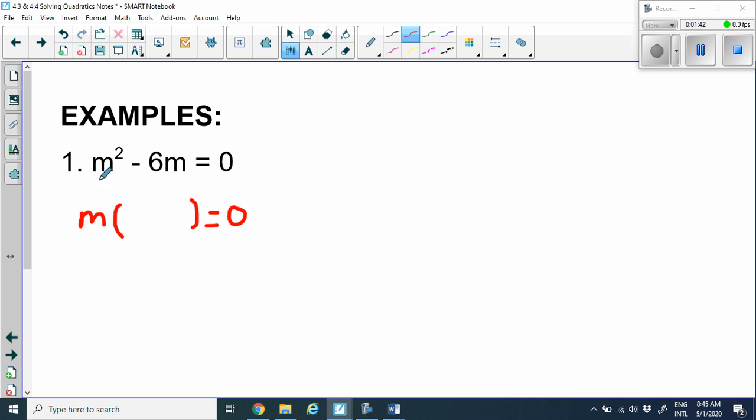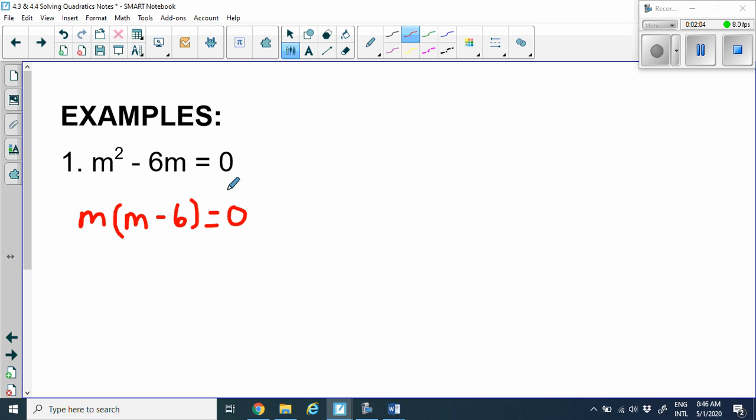So when I take an m out of m squared, I'm just left with m. And when I take an m out of negative 6m, I'm just left with negative 6. Okay? Now notice what is left inside the parentheses. I can't factor this anymore. So that means I'm done factoring, and I'm going to set each of these factors equal to 0.